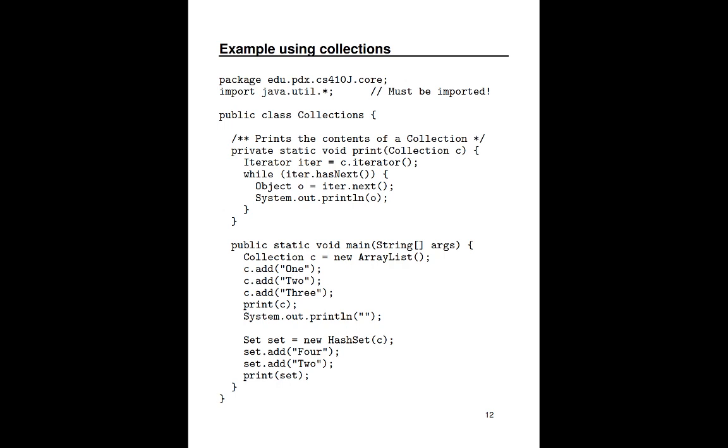Then we'll create a new HashSet from the contents of that collection c. So we pass the collection c into our HashSet. That constructor will add the contents of that collection c to the newly created HashSet, and we'll assign it to a variable called set of type Set. Again, we are reinforcing the fact that the HashSet implements the Set interface. We could also have typed that as a Collection because a HashSet is a Collection also. And then we add 2 more values to that HashSet. We add the string 4 and we add the string 2. And we'll print that out.